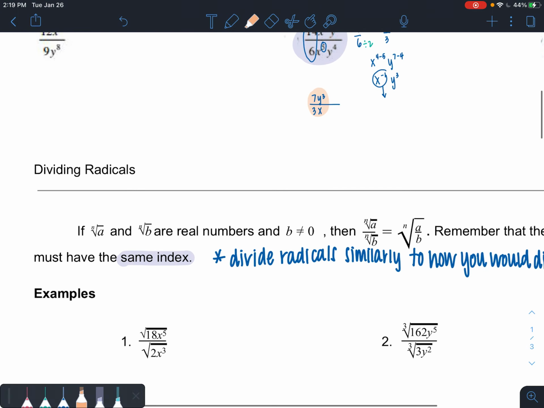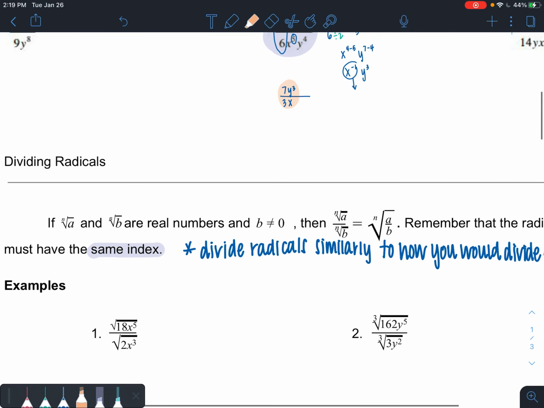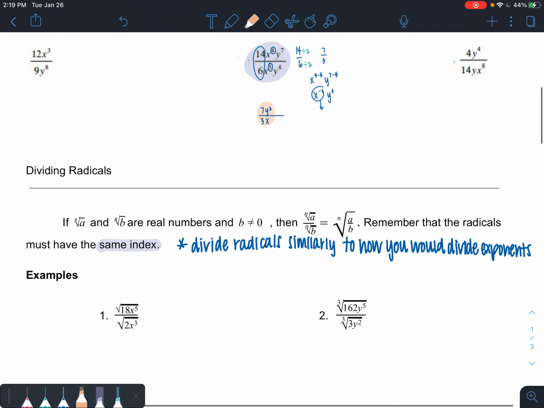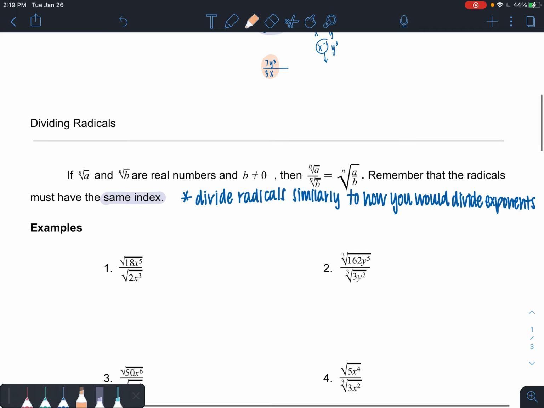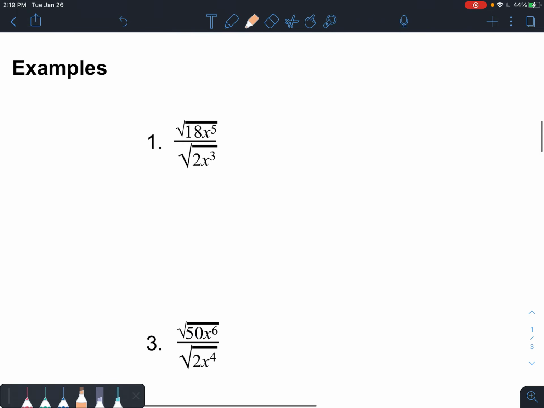Okay, so basically this says that if we have some kind of root, and they have the same index, and b is not equal to 0, so it can't be equal to 0 because we have b in the denominator, then we can divide if they have the same index. And we really divide radicals similarly to the way that we would divide exponents. So all we have to do is make sure that they have the same index, like was noted in the definition there. Okay, so here's some examples.